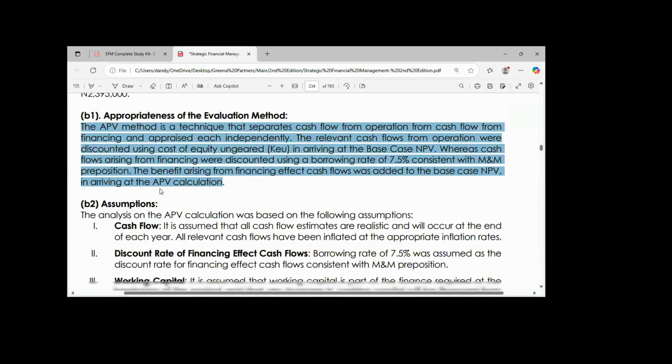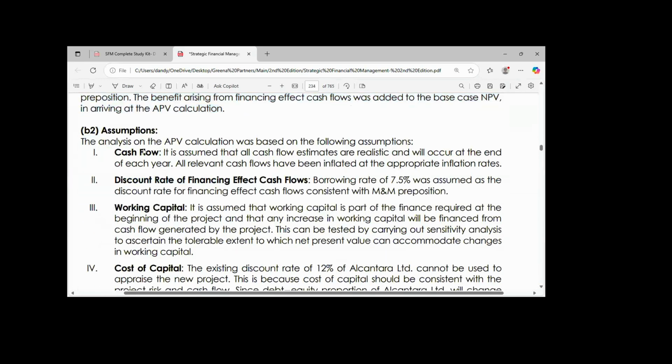The first assumption, of course, you say that the analysis on the APV calculation was based on the following assumptions. Number one, cash flow. I've already told you, whenever you want to state assumptions, you have to speak about cash flow. If you have inflation, you talk about inflation. If you have cost of capital, you talk about cost of capital. Any other assumptions that you have made in the question, then you need to consider it.